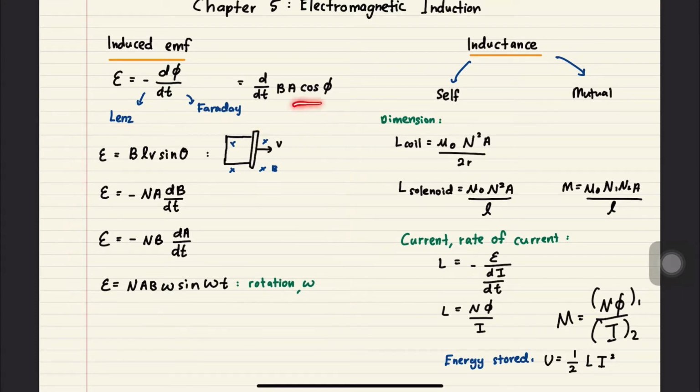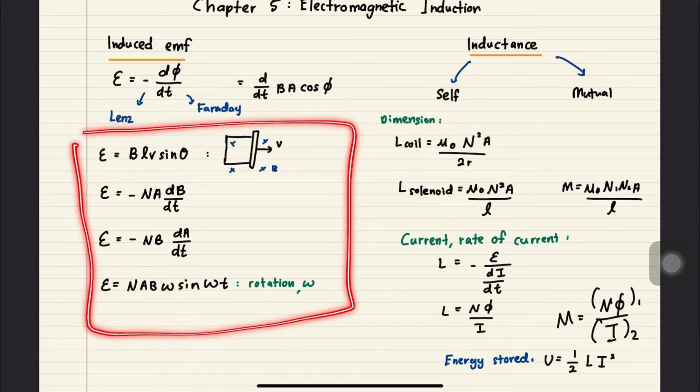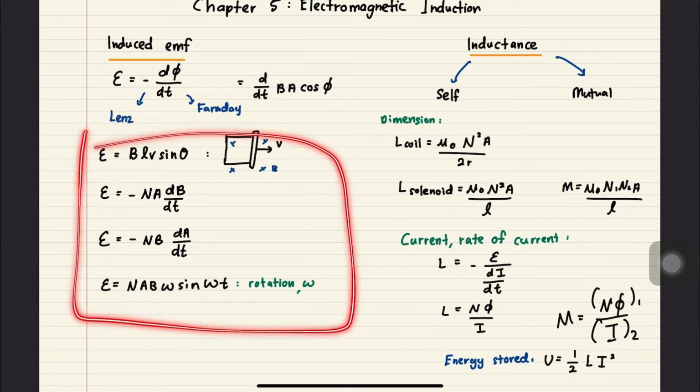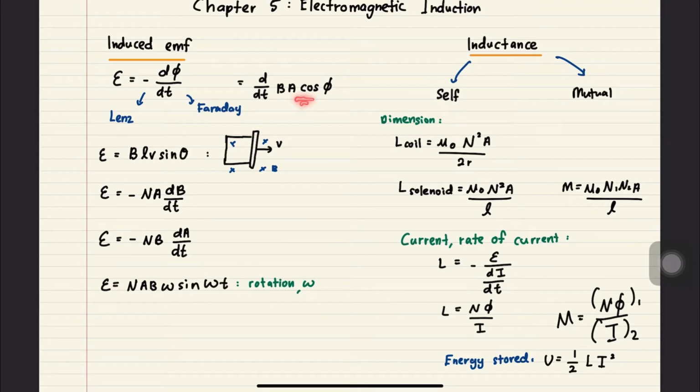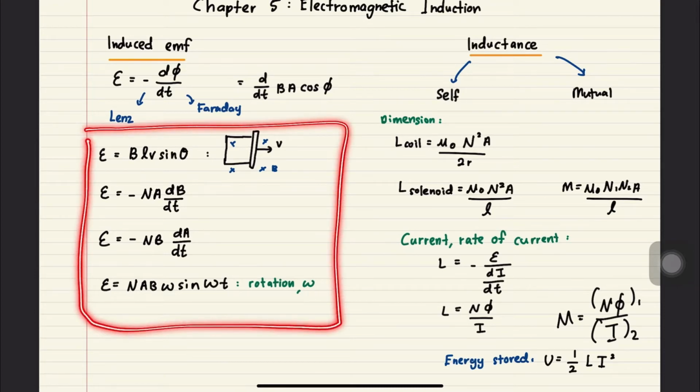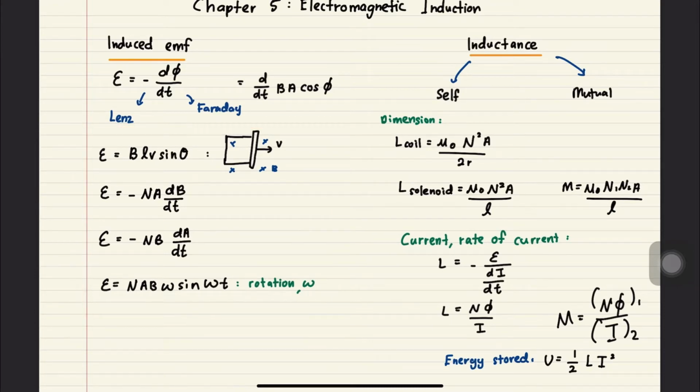This one is the basic, but in the exam, it depends on the question itself, but usually we use this one. Except this one, if they want to find the flux first. So this is the basis, this is the derived formula. If you get the questions, you have to identify first.